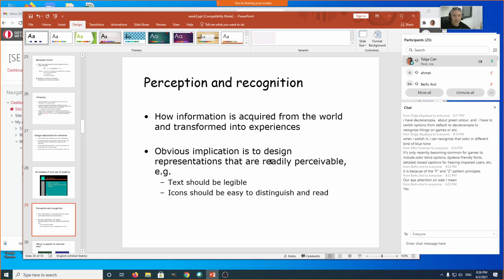And some implications to design. Text should be legible. The font size should be large enough. Icons should be easy to distinguish and read. For example, I still find it difficult on the interface of YouTube on some TV applications or in Apple TV or in different things. We have this YouTube application. Everything is an icon these days.